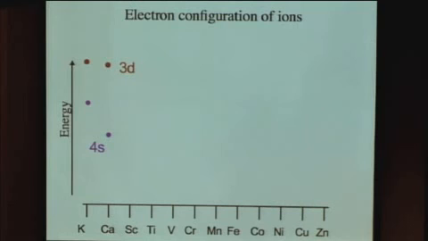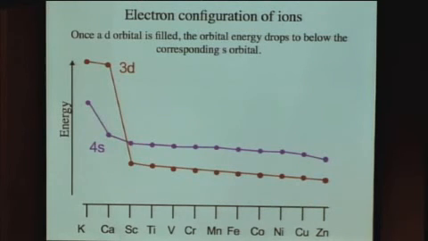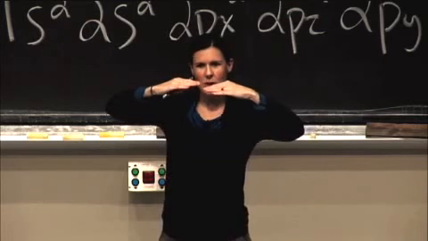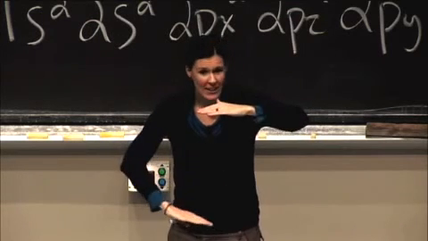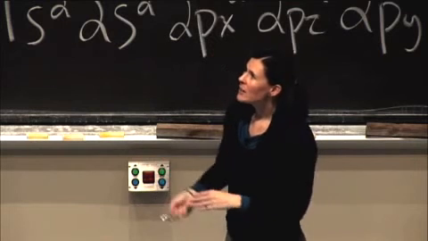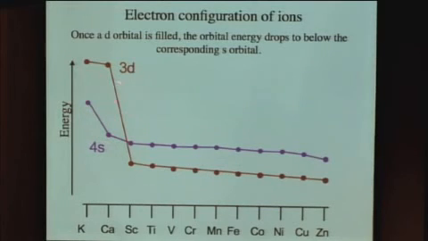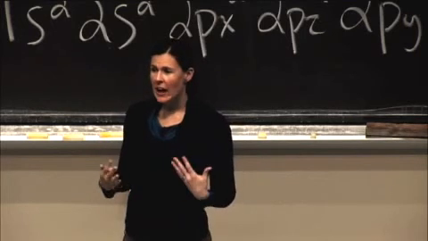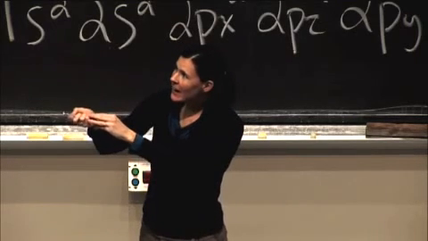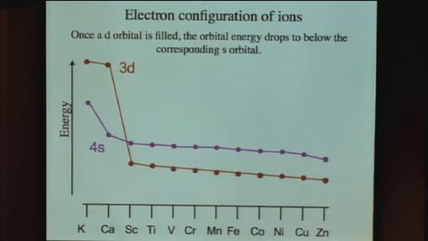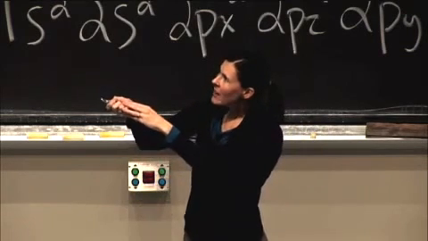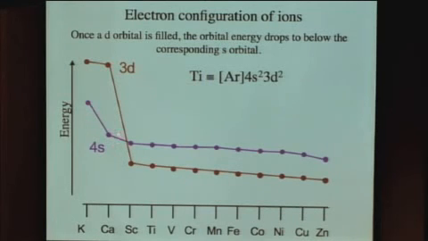But what happens is that once a d orbital is filled, I said the two are very close in energy, and once a d orbital is filled, it actually drops to become lower in energy than the 4s orbital. So we fill the 4s first, but once we fill in the d orbital, now that's going to be lower in energy. So that doesn't make a difference for us when we're talking about neutral atoms, because we would fill up the 4s first, because that's lower in energy until we fill it, and then we just keep going with the d orbitals. So for example, if we needed to figure out the electron configuration for titanium, it would just be argon, then 4s2, and then we would fill in the 3d2.